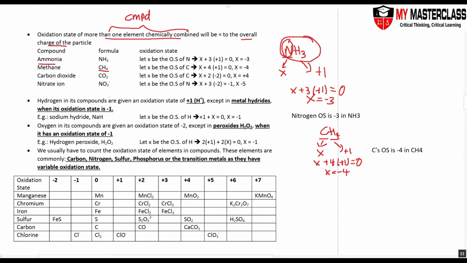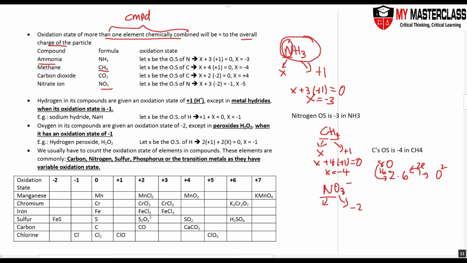Okay, let's try the nitrate ion, NO3-. Oxygen's oxidation state is always -2 because oxygen forms the oxide ion, O2-. It is group 6 for your oxygen, so it will gain 2 electrons to form O2-. So the oxidation state of oxygen is always -2.